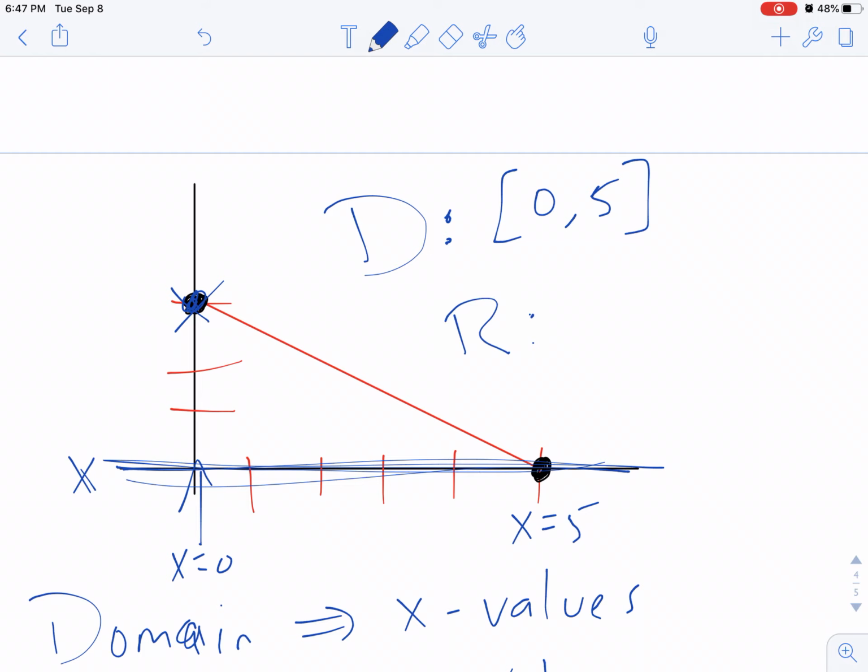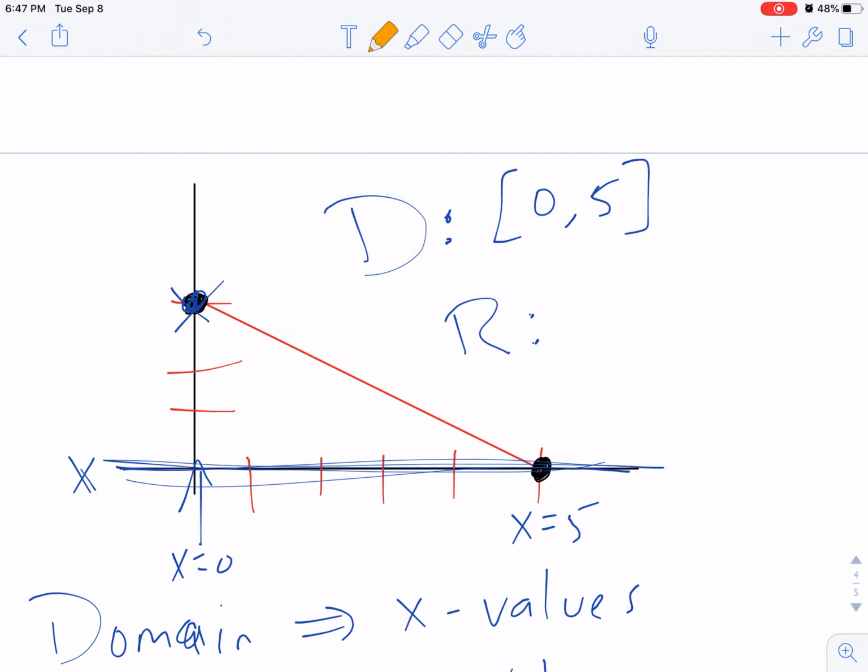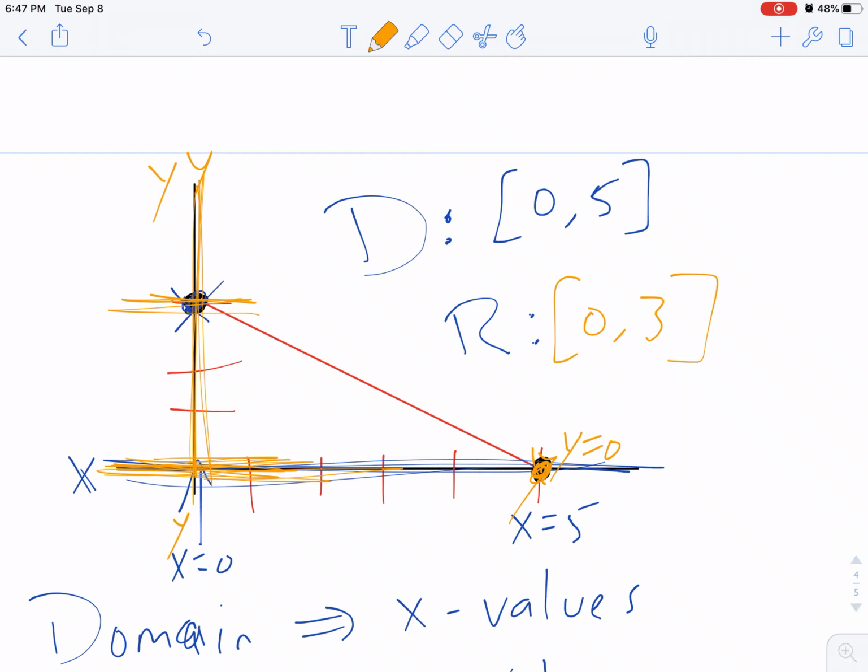Our range are the y values that are shown on the graph. Our range numbers go along the y-axis, okay? From here all the way up to here. So now our y-axis determines our range. Well, our lowest point graphed is right here. Our y value at this point is 0. So our range goes from 0 up to 3 on this one. Our highest y value is 3.